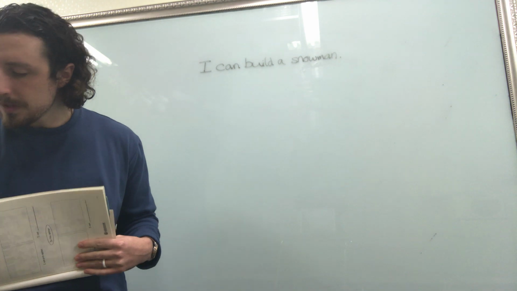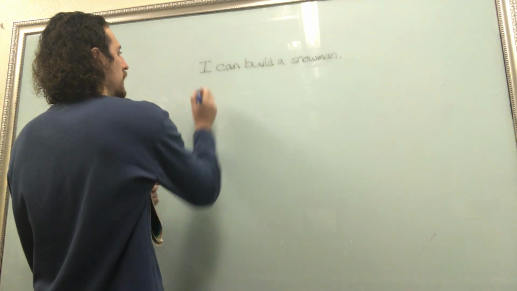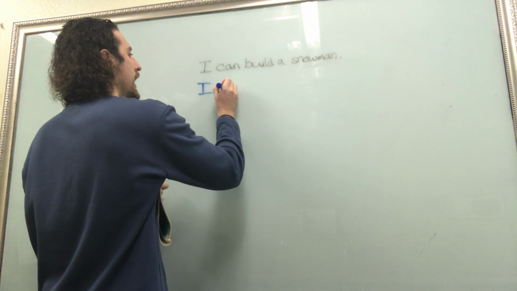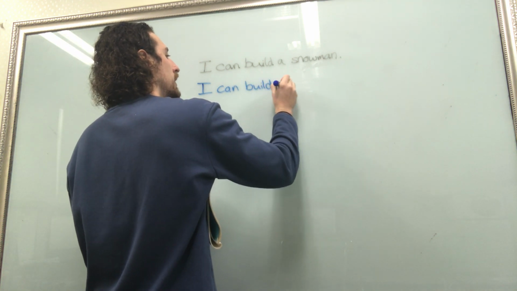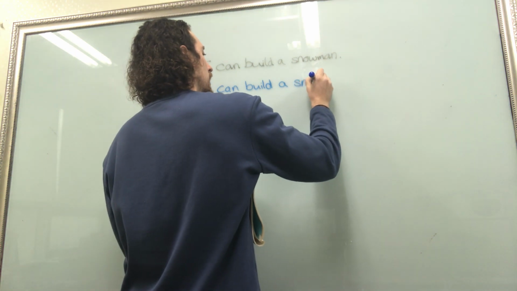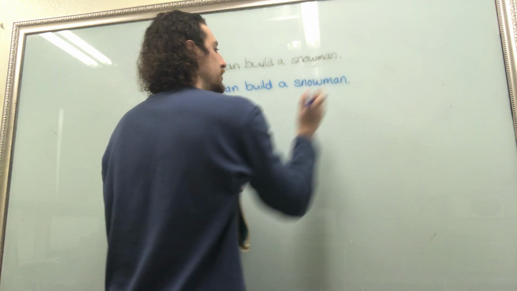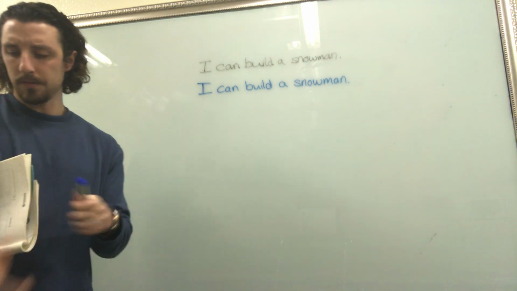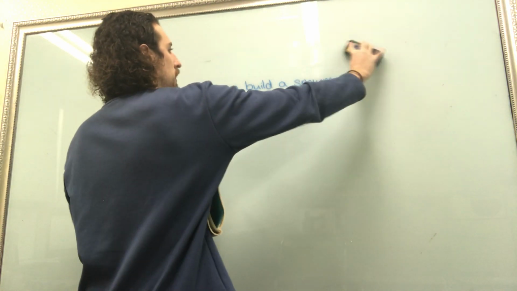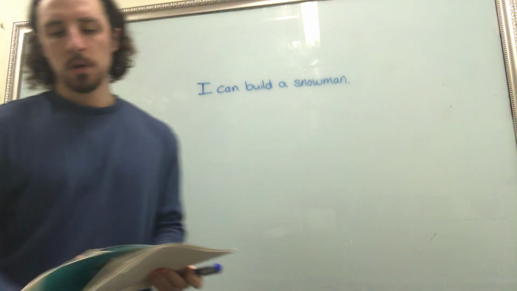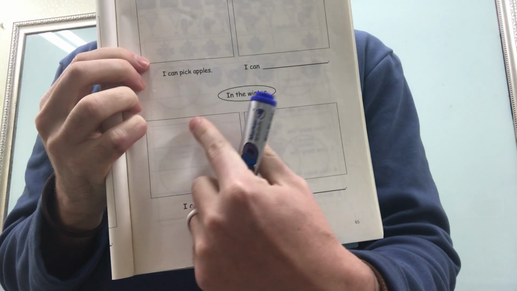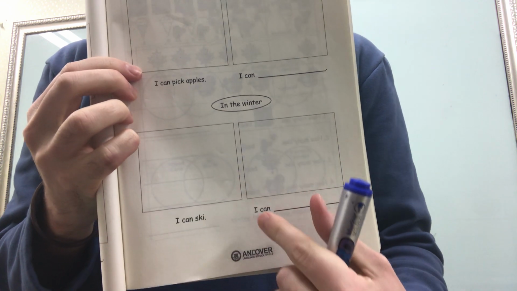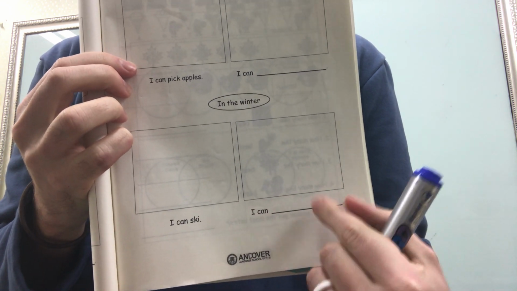Let me see if one of these pens will do a little better. Oh, look at that. I can build a snowman. Oh my goodness, look at the difference. That's so much better. Okay? So, in the winter, I can ski, draw a picture of you skiing. I can build a snowman, draw a picture of you building a snowman.